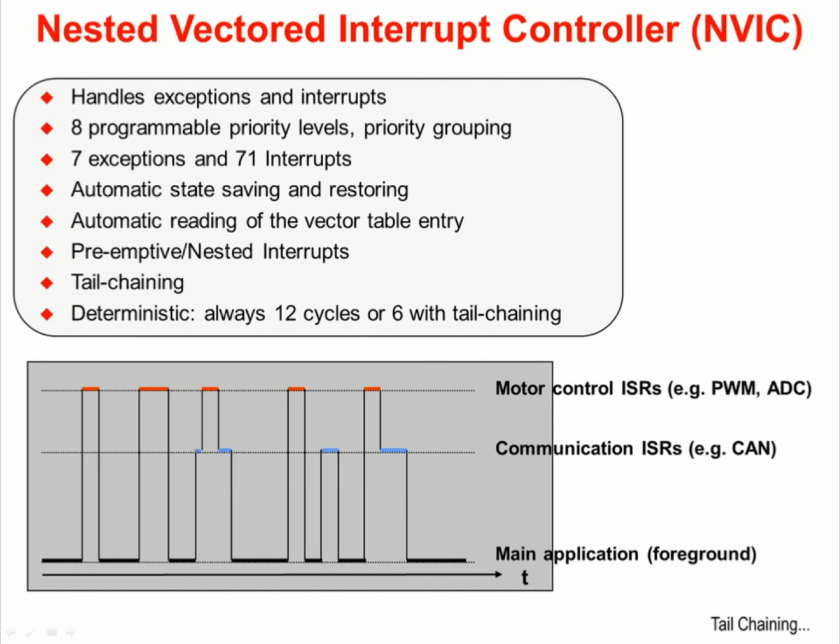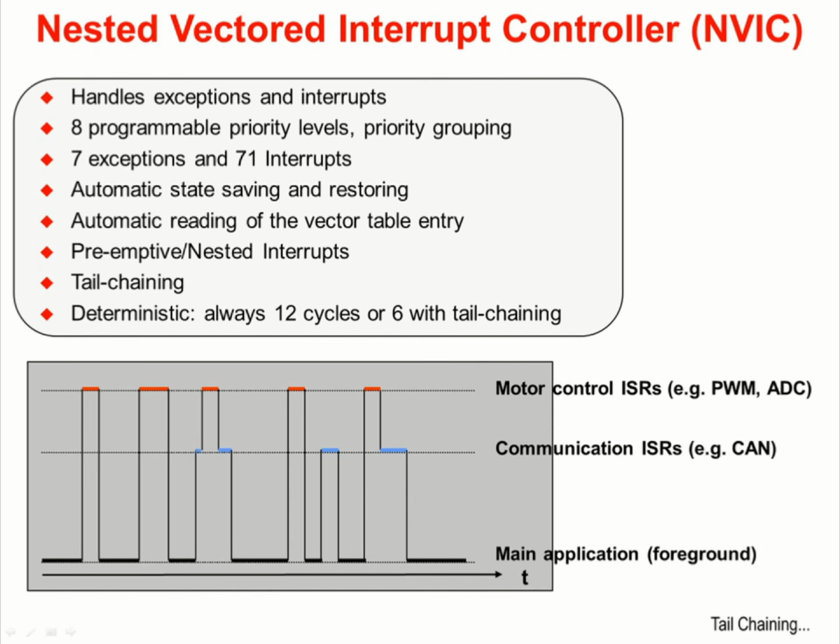On the Tiva C-Series devices, you can do it by programming the NVIC hardware. You can make interrupts preemptive, and you can nest them. Interrupts can also be tail-chained, which is something I'll explain more in the next few slides. Interrupts are deterministic. They're always either 12 cycles or 6 cycles if they're tail-chained.